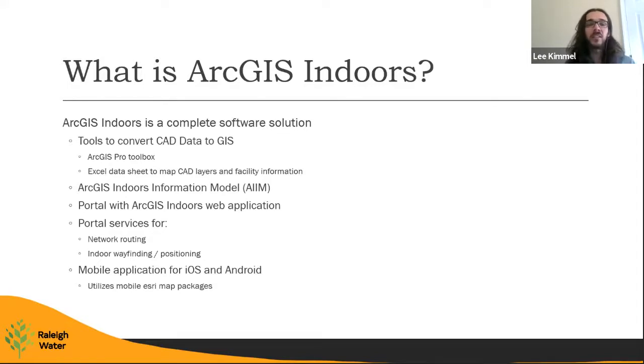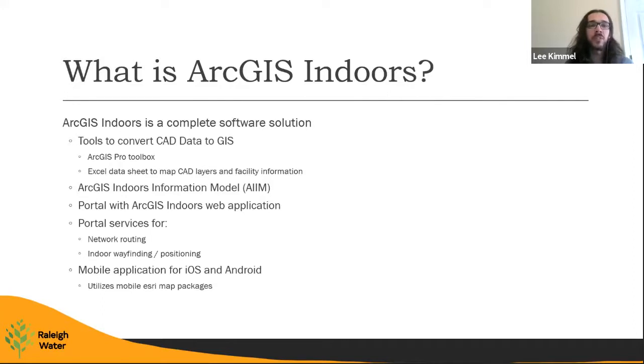And within that solution, you have the tools to convert the CAD data itself, but then they provide you an Excel data sheet to map out the layers that you're going to use from the CAD, as well as the facility information. So you need to know the vertical height of the structures, and you need to know the relative height. So there's a lot of technical information about your structures that you have to input so it gets properly applied to the attributes.